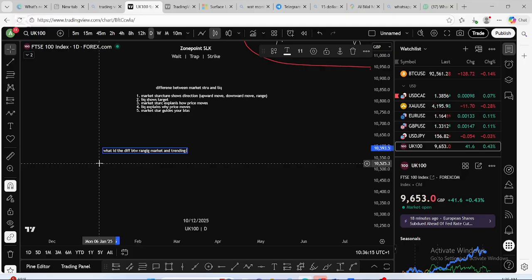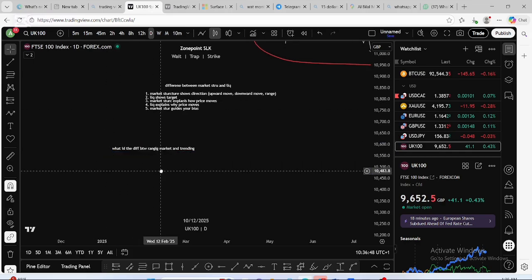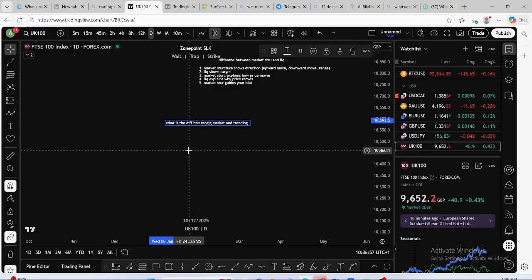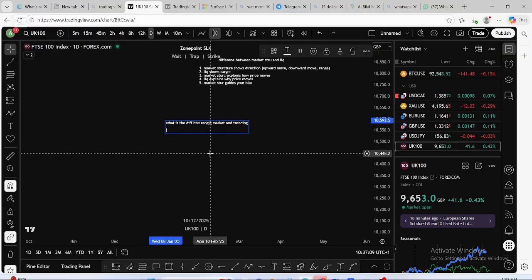Hold on guys. So there is a major clear difference between ranging markets and trending markets. Let me just highlight the differences between ranging markets and trending markets, and I'll be doing some explanation here also. Let's start from trending markets.